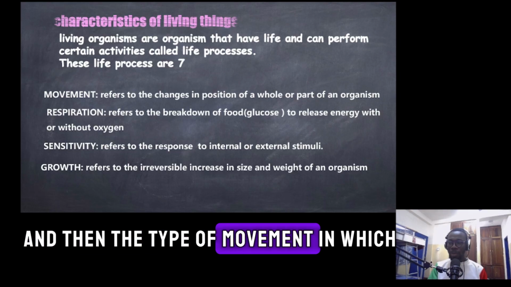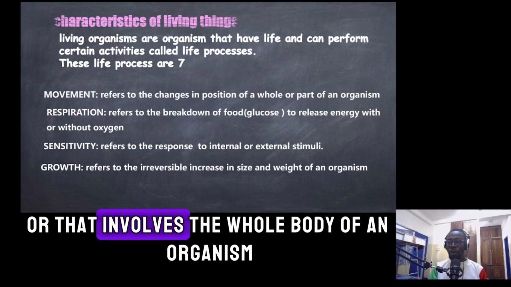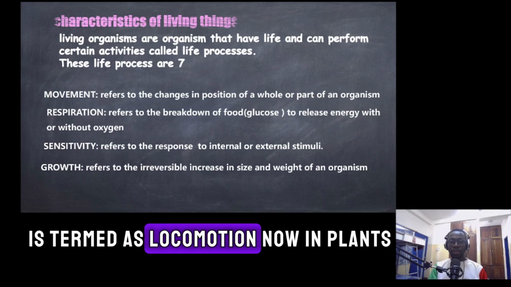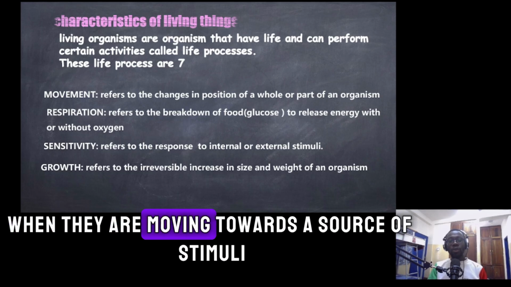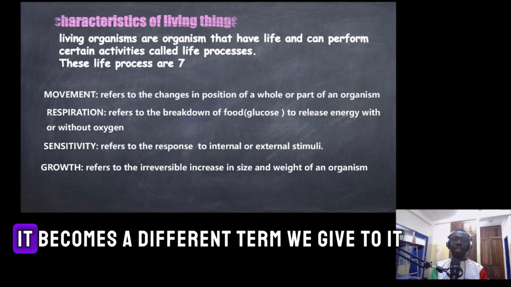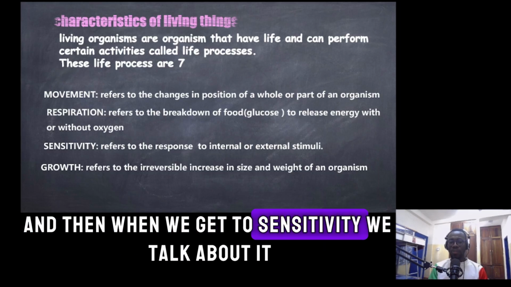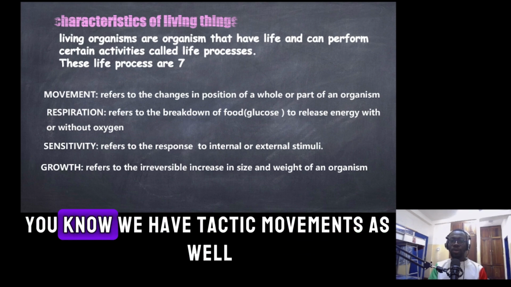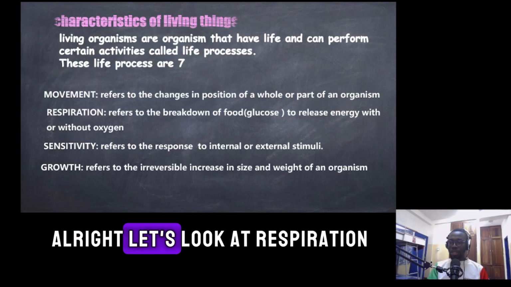The type of movement that involves the whole body of an organism is termed locomotion. Now, in plants, when they are moving towards a source of stimuli, we give it a different term, and when we get to sensitivity, we talk about it. So we have nastism, we have tropism, we have tactic movement as well. All right, let's look at respiration.